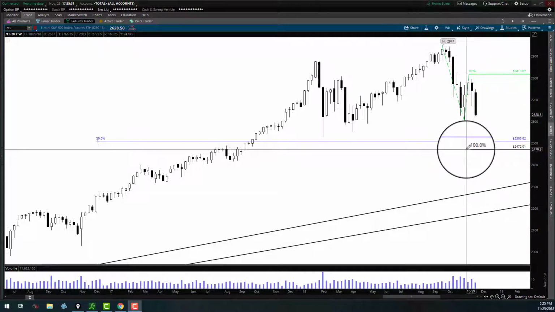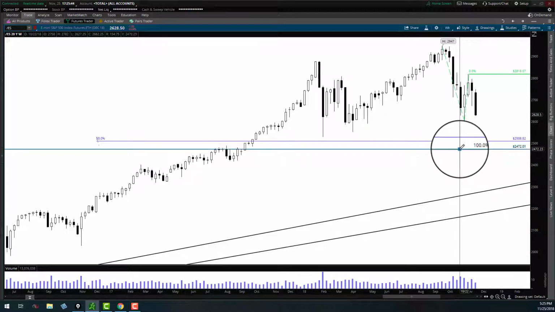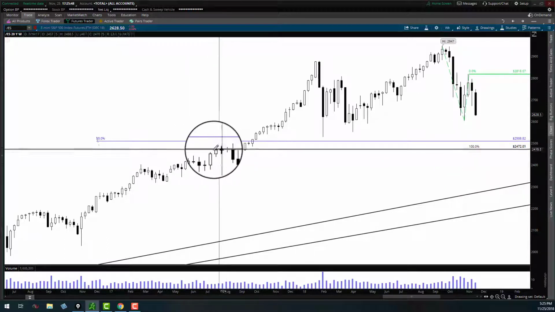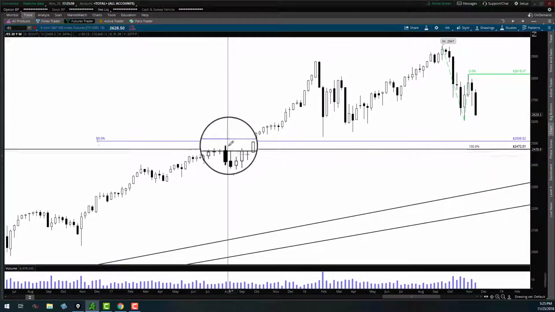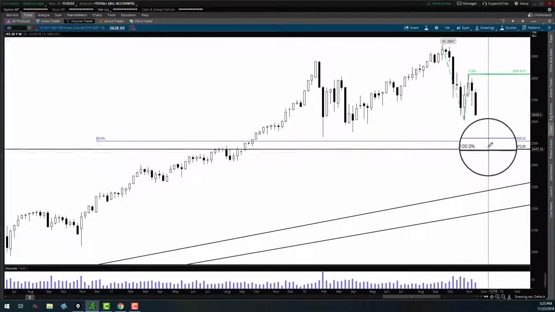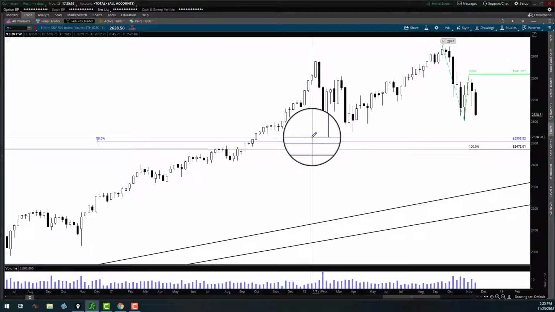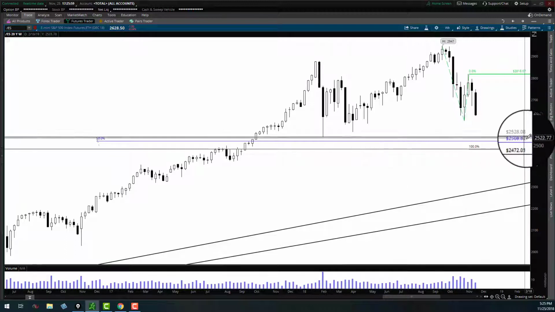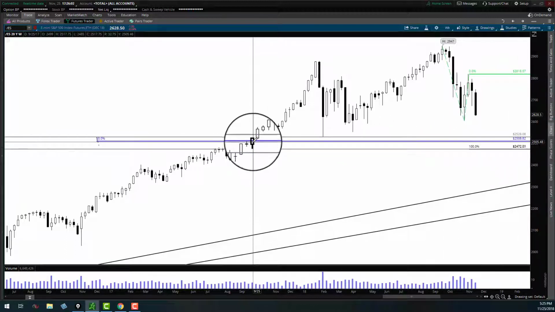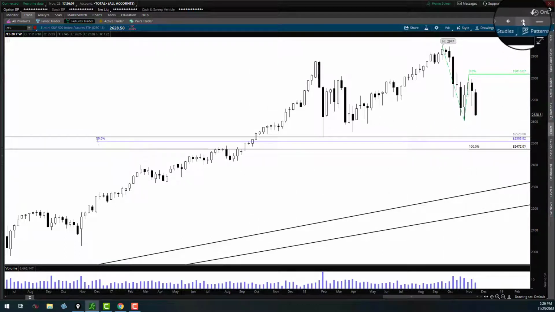And if you look at where that is, if you look to the left, you're going to see that that is where we found resistance before, and resistance could become support. We also have this low here, and we also have in this area a low volume node. I'll show you that on the next chart.